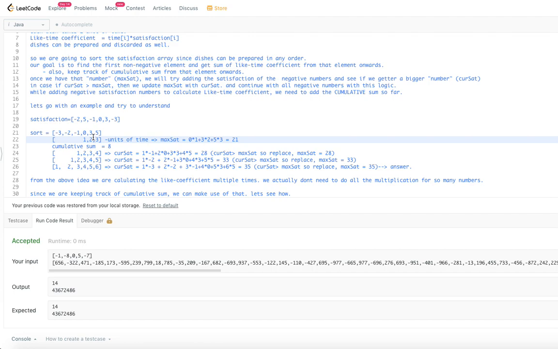Now the like time coefficient formula is time of i into satisfaction of i. So this is our time of i, right. So basically this is time. Now just apply this formula, time of i into satisfaction of i. So 0 into 1 plus 3 into 2 plus 5 into 3. The answer is 21, right. 0 into 1 is 0, plus 3 into 2 is 6, plus 15, 21. So we got max satisfaction as 21, right.